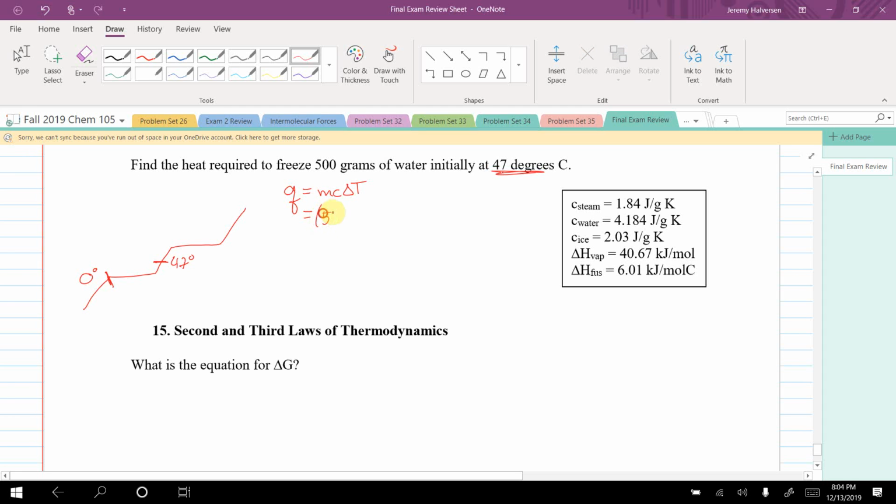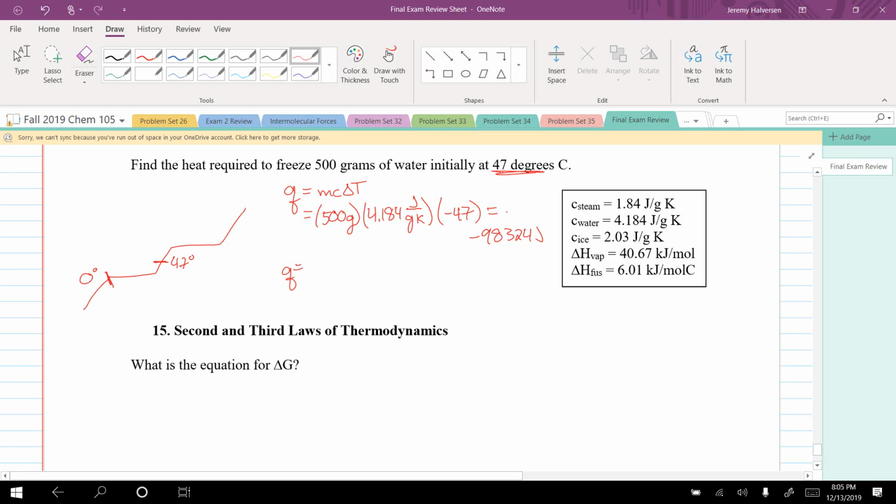Okay. So I've got 500 grams. My specific heat for liquid is 4.184 joules per gram. That one says Kelvin. Doesn't matter. And my temperature change? Negative 47. That gives me, wow, negative 98324 joules.